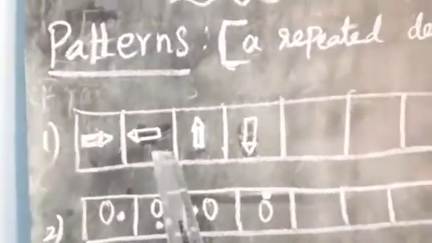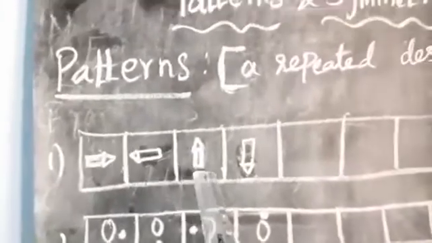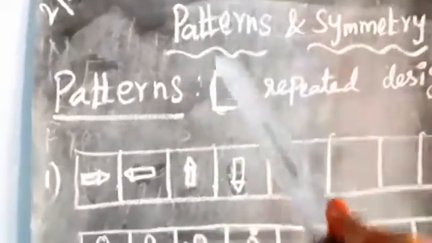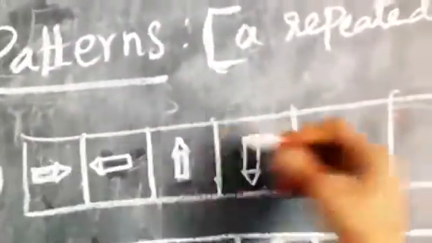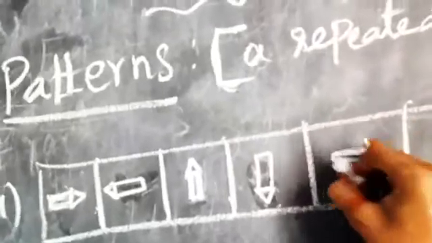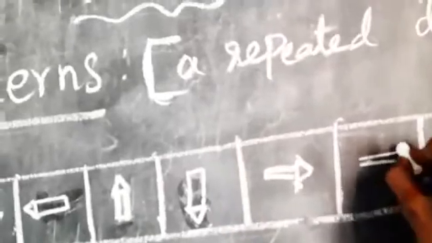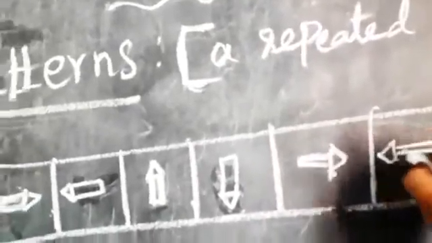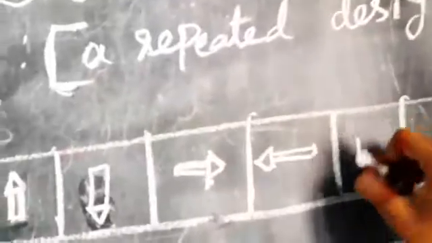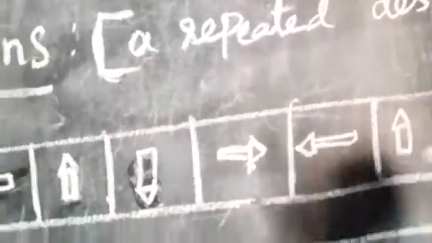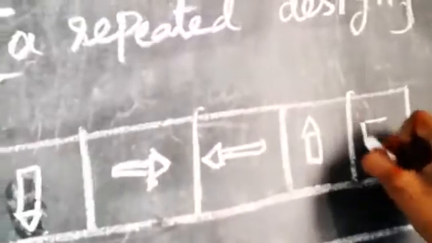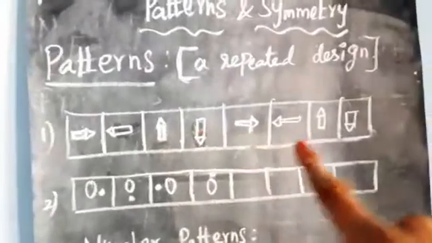Here look at the example. Look at the arrow. Here go to right side. Here the arrow goes left side. Here the third arrow goes upside. Here down side. Again you can repeat. Go to the arrow, right side, then left side, then upside, then down. Okay, that is repeating a design.